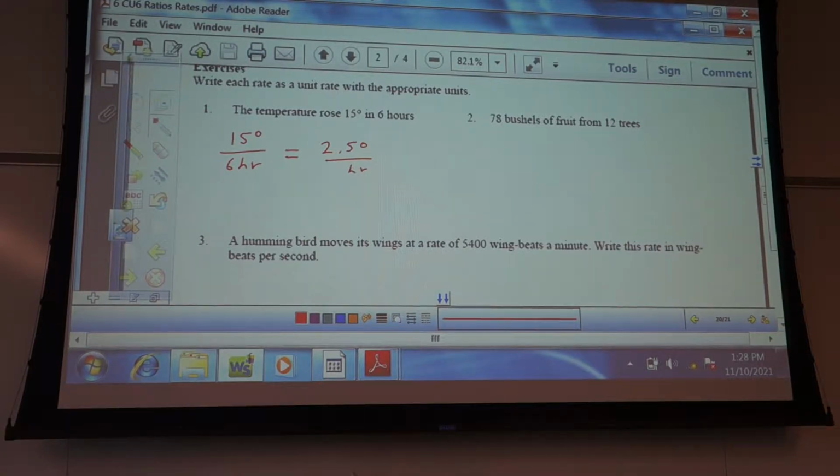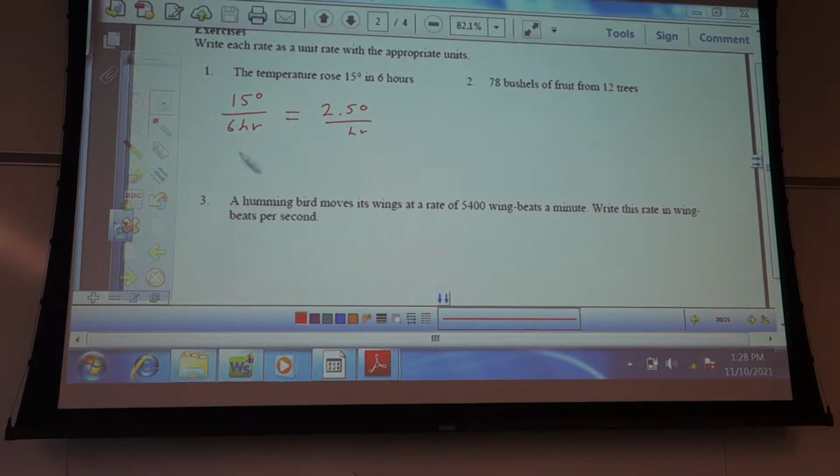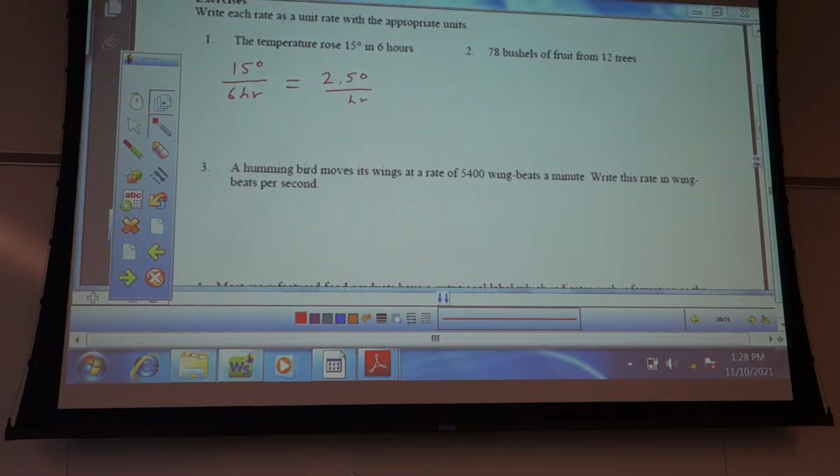Do number 2, 3, 4, and then there's a couple on the back side as well. Two, three, four. Four finishes up on the back.